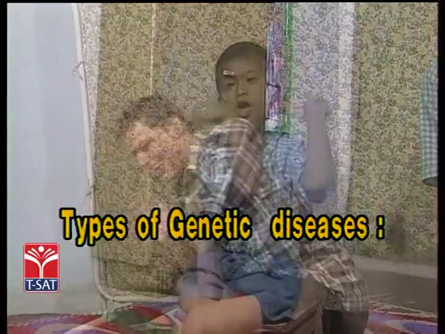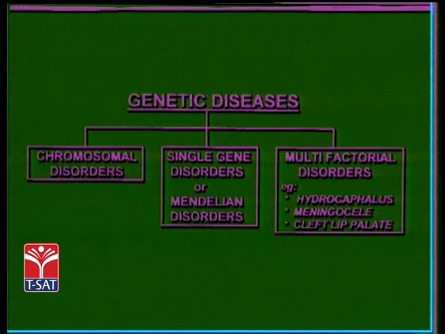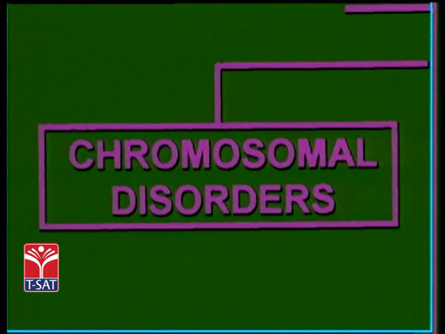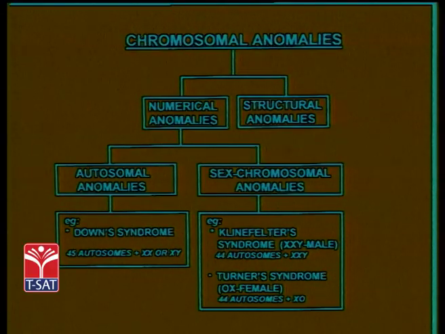Now we have come to the third phase of our lesson, that is the types of genetic diseases. The genetic diseases are grouped into three categories. One is chromosomal anomalies, the second one is single gene disorders or Mendelian disorders, and the third one is multifactorial disorders. First we will take up the chromosomal anomalies. The chromosomal anomalies indicate an abnormality in the chromosome. This may be numerical anomalies or structural anomalies.